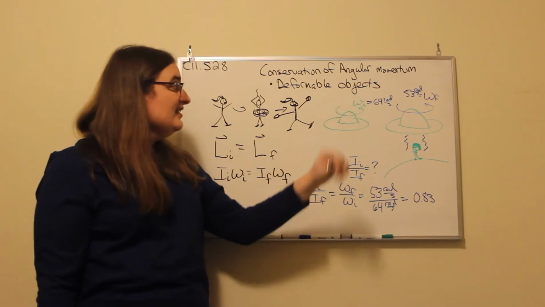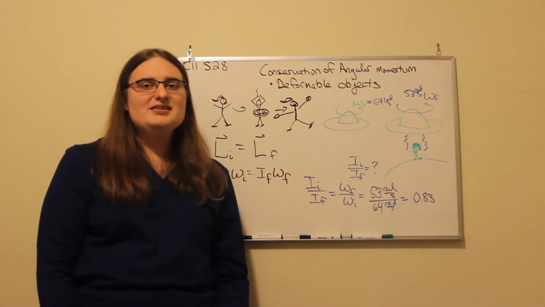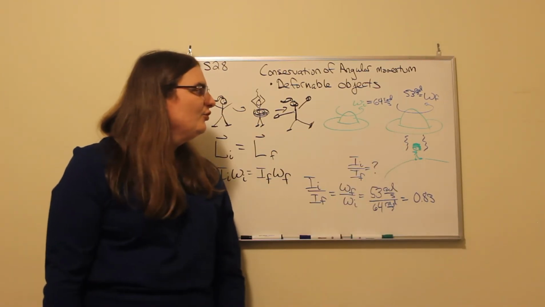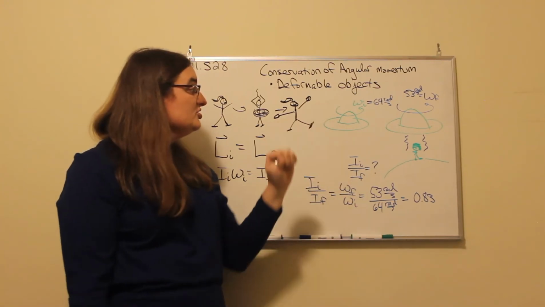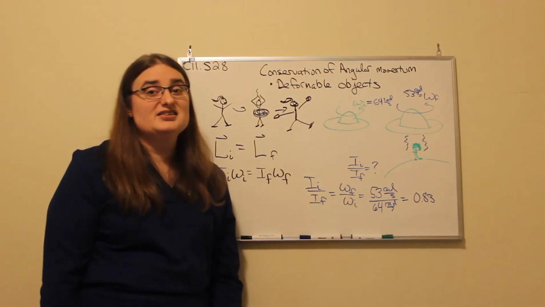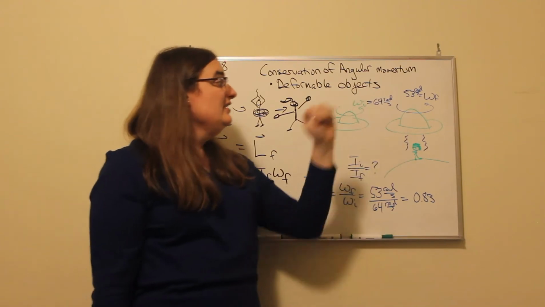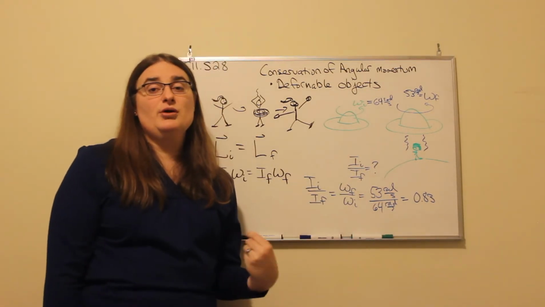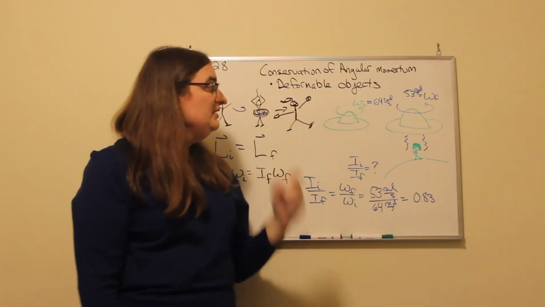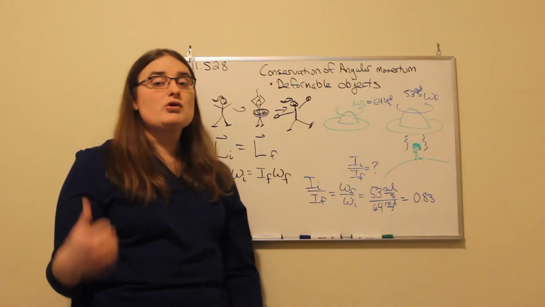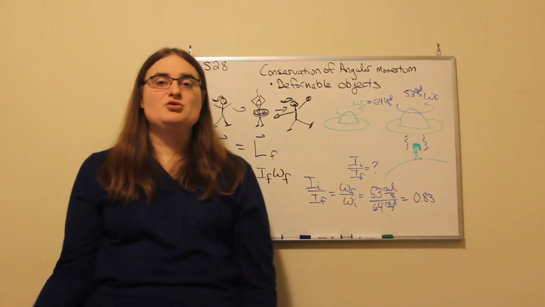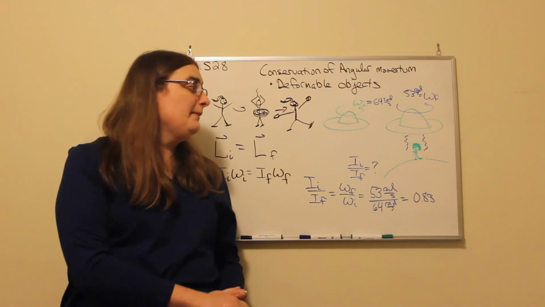So let's say that some aliens are trying to make some room on their spaceship for Elvis. The spaceship's initially rotating at 64 radians per second, and it ends by rotating at 53 radians per second. What's going to be the change in rotational inertia that they'll have to achieve in order to make that happen?